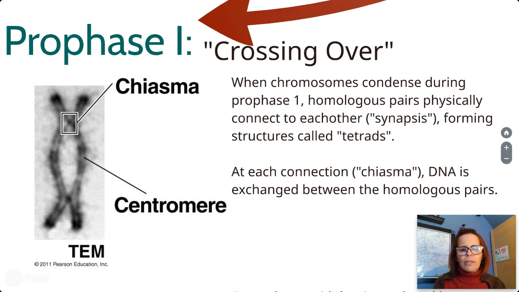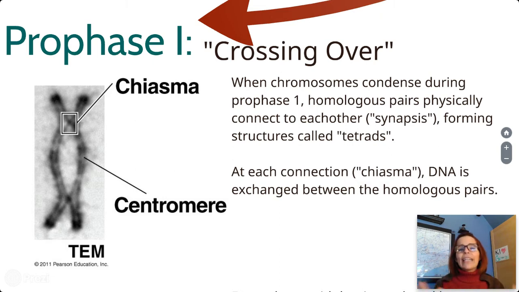So it says, let's just read what it says. When chromosomes condense during prophase 1, so that means they twist up and now you can actually see the bivalent chromosomes, homologous pairs physically connect to each other during synapsis, forming structures called tetrads. At each connection or chiasma, DNA is exchanged between the homologous pairs. So it's got this very fancy name, crossing over.